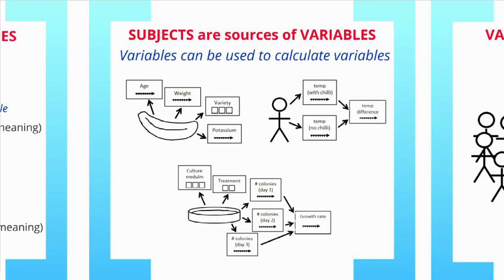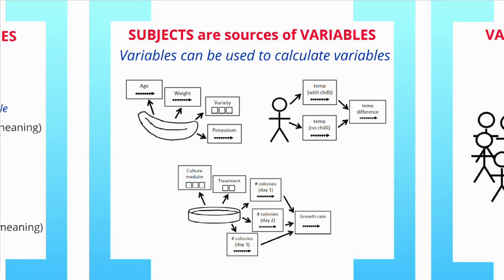My next point is that variables can be used to calculate other variables. So you don't have to measure the variable directly on the object for it to count as a variable statistically. So from my person there, I could calculate the difference in temperature between with and without chili. So I could go one minus the other, and then I'll get a new number, and that number still belongs to that person and still counts as a variable.